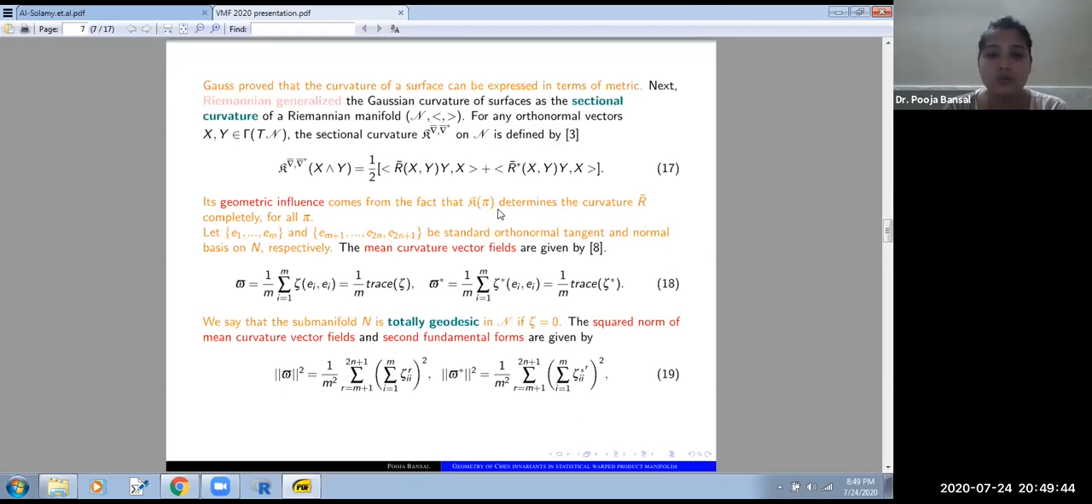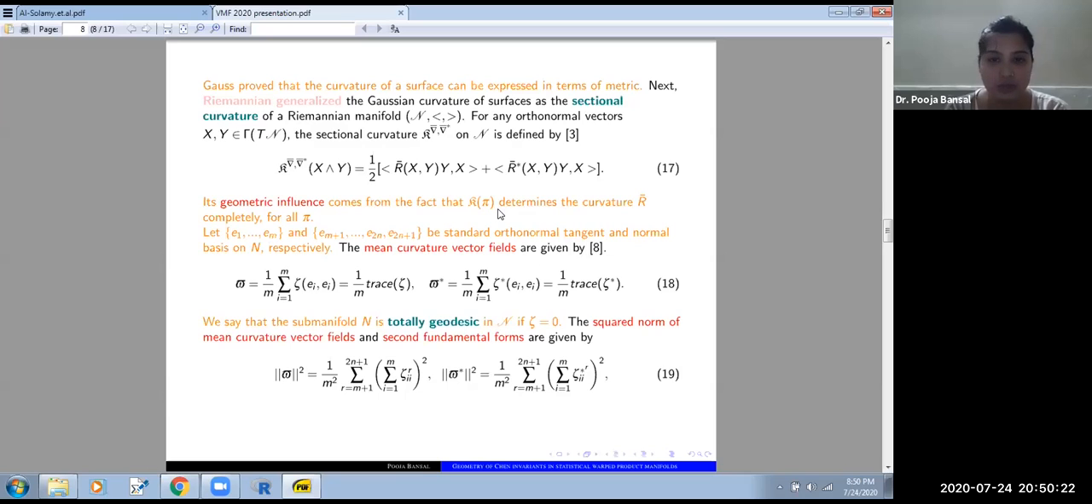Now to know the curvature of a manifold, Gauss studied the curvature of a surface by taking a two-dimensional manifold, and he showed that the curvature of any surface can be expressed in terms of a metric. Later on, Riemann generalized this concept of Gaussian curvature and gave a new notion known as sectional curvature for a Riemannian manifold. For any orthonormal vectors X and Y, the sectional curvature K on M̄ is defined by equation 17.